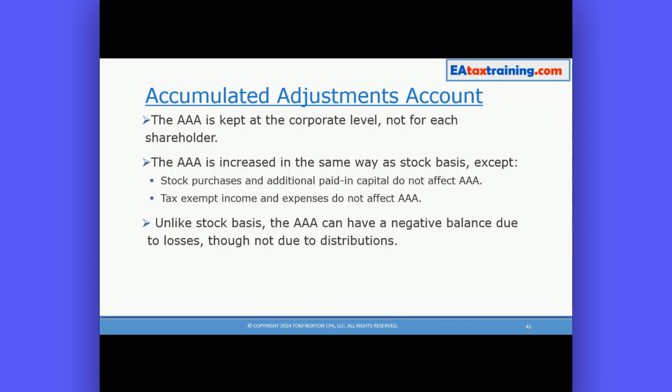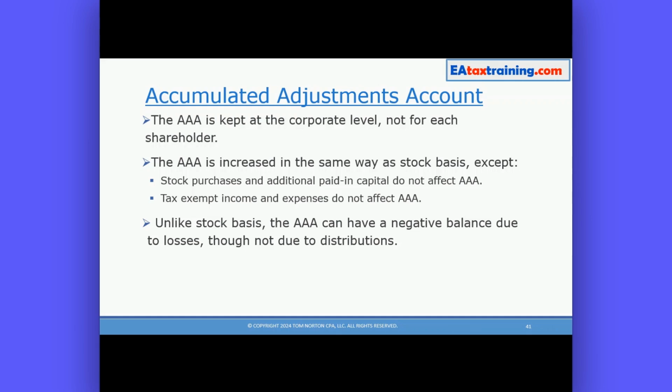AAA is keeping track of S Corp earnings. So any stock purchases or other increases in the equity, where the shareholders are putting money into the corporation, are not affecting AAA because those are not earnings. It's earnings that are going to affect AAA, not contributions to equity. And then also tax-exempt income and expenses do not affect AAA. We'll talk about those on the next slide, what happens with those.